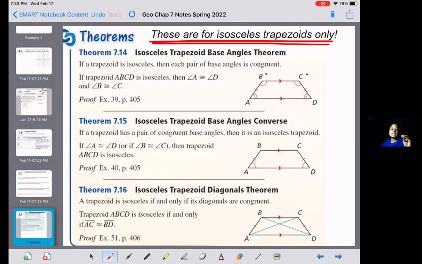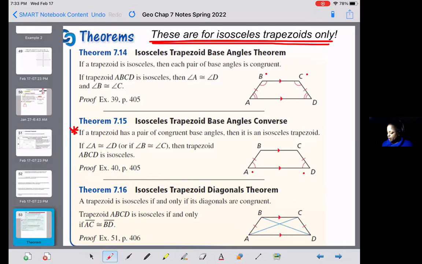All right, the second one, isosceles trapezoid base angles converse. Well, you should have an idea of what converses are by now. So now you switch it. If a trapezoid has a pair of congruent base angles, then it is an isosceles trapezoid. So if you know that there are base angles there that are congruent, you only need one pair, then it's got to be isosceles. Boom, there it is.